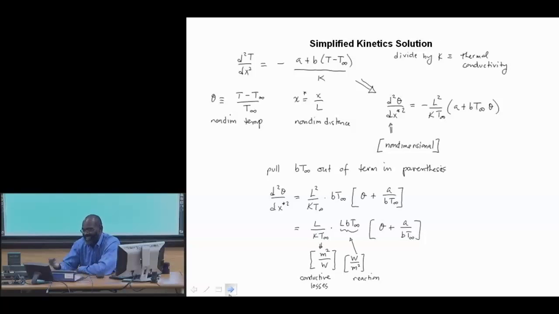It says that just solving this system, we can render it non-dimensional, and there are some interesting and useful reasons to do that. So I define a non-dimensional temperature and a non-dimensional distance. In terms of these non-dimensional parameters, we have the same equation, just non-dimensionalized. But what we're going to do is abstract and pull out certain things from it. We pull out a term, this L over K T infinity, that looks like a conductive loss because K T infinity over L looks like a heat flux. And we pull out a term L B T infinity that looks like a reaction term. Everything else in here is non-dimensional.